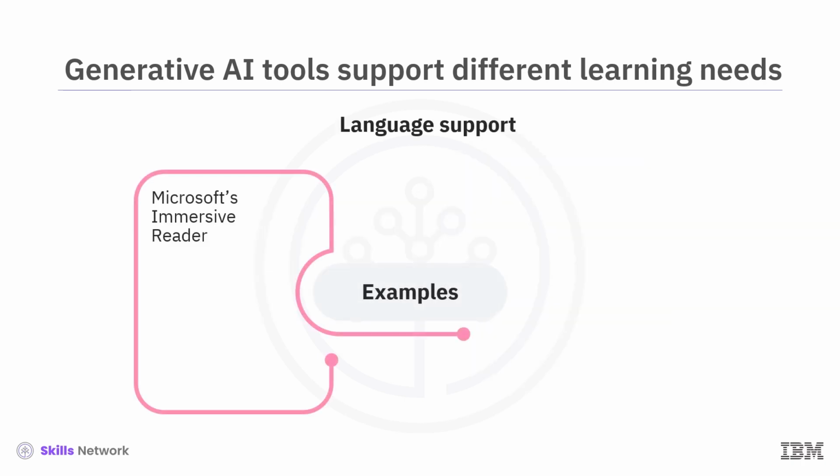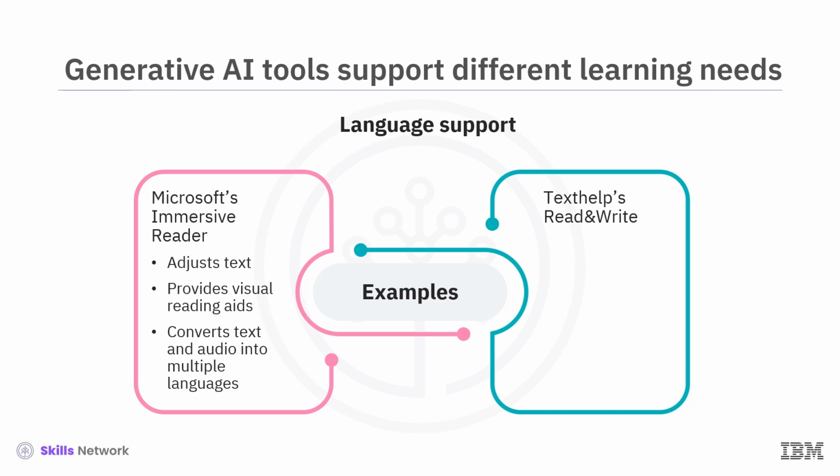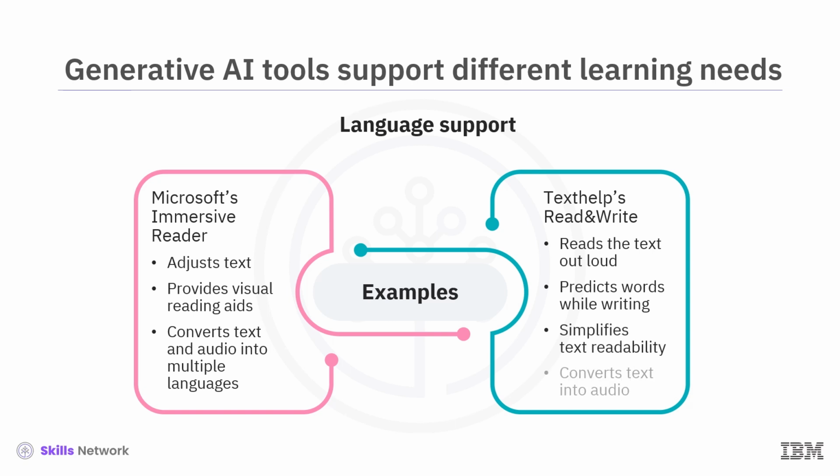For example, Microsoft's Immersive Reader is a generative AI tool designed to improve reading comprehension and accessibility for learners with diverse needs. It can adjust text fonts, formats, and colors, provides visual reading aids, and supports text conversion and text-to-speech recognition in multiple languages. However, TextHelp's Read and Write is a literacy support tool designed to assist learners with reading, writing, and comprehension tasks. It can read text out loud, predict words during writing, simplify text readability without changing its meaning, convert text into audio files, and vice versa.